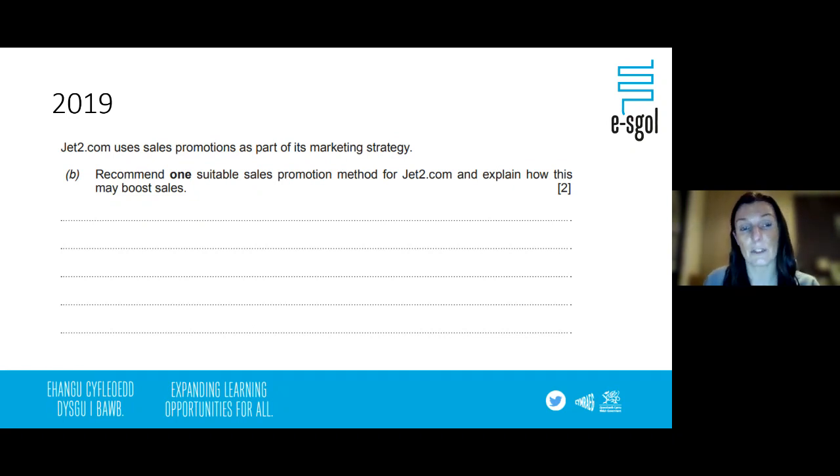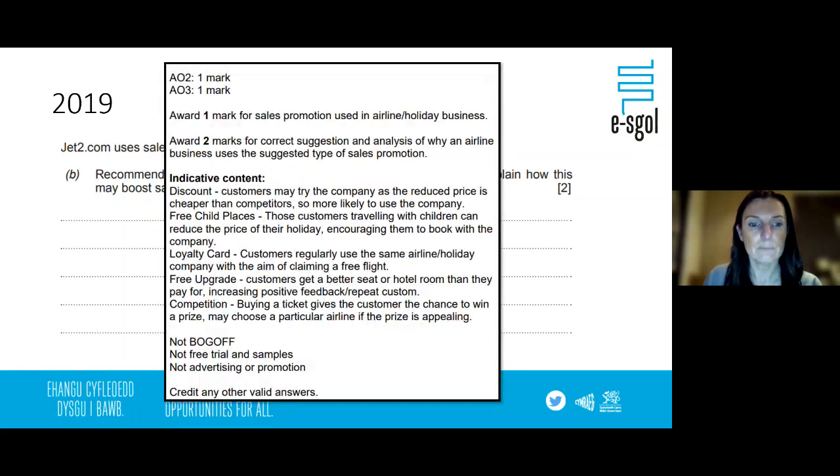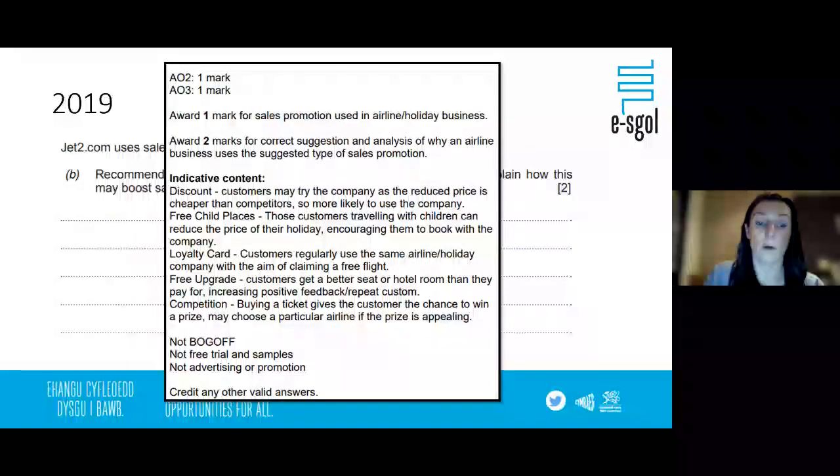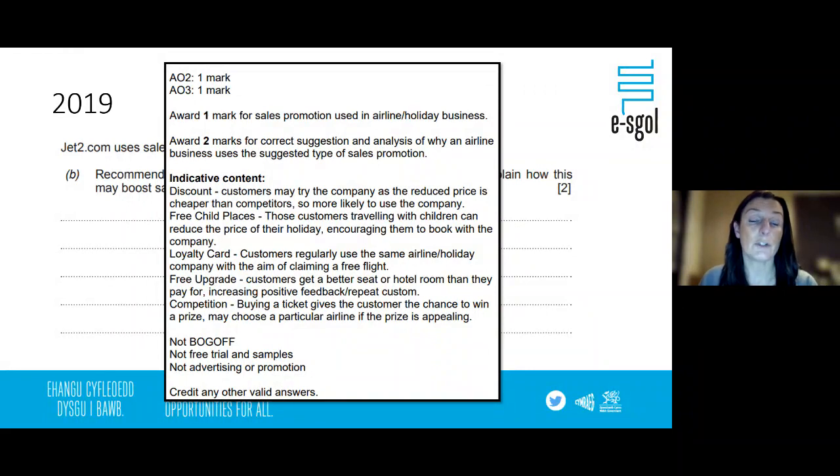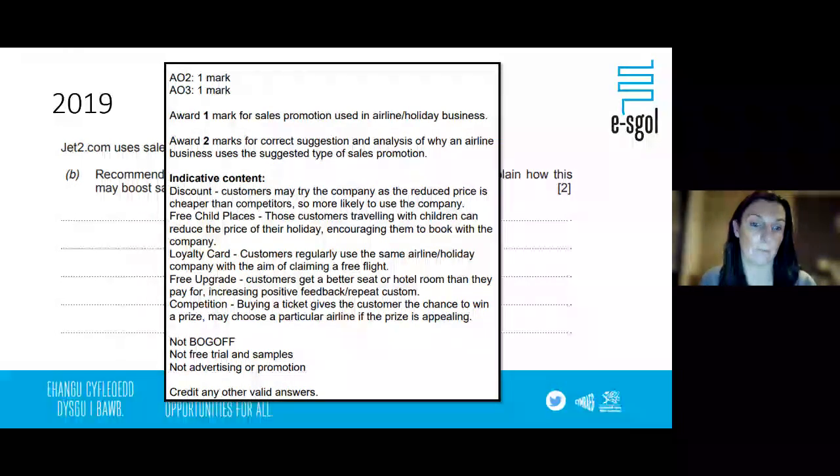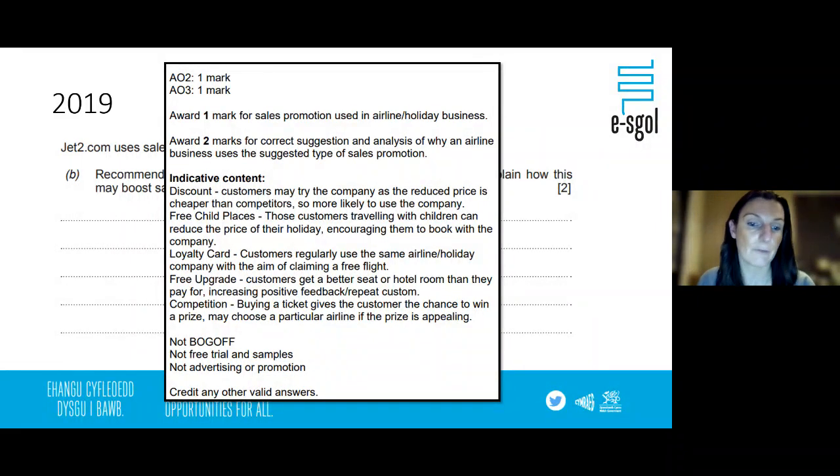A sales promotion is more like an offer, something that you get if you purchase the product or you get money off, for example. So what you need to think about here is Jet2, it's a travel company. So what would be most suitable with travel? Now it says down here, not money off, not buy one get one free, because you wouldn't do that with a travel company. You wouldn't have a free trial or samples. And it says not advertising because obviously that's not sales promotion.